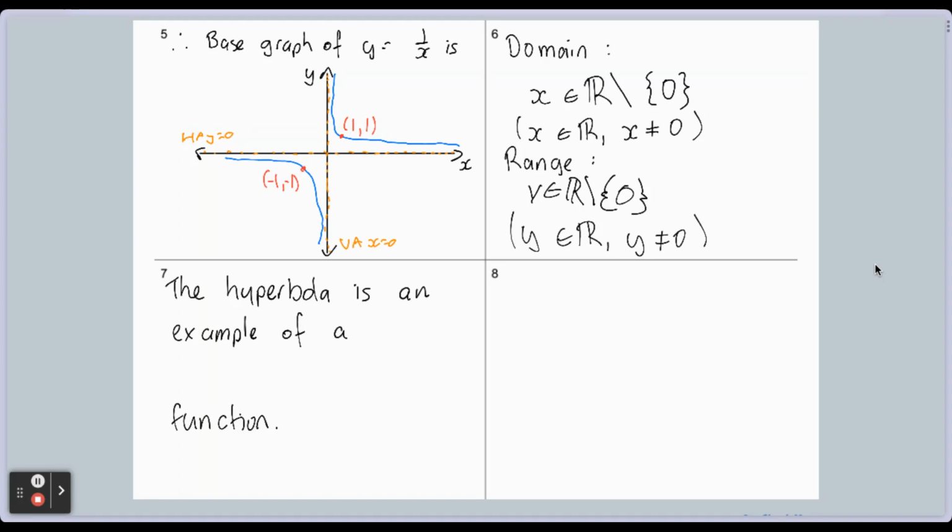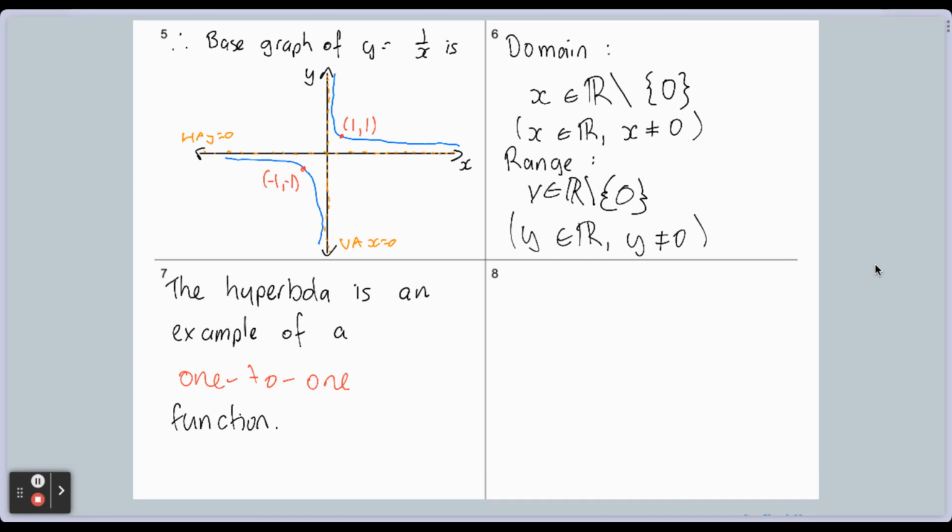Any questions before I move on? Okay, the next bit is just a little bit of an aside. I don't have to write it down because it's just something I'm going to probably say a few times along the way, and we might write a formalised definition of it in a second. So I'm just exposing you to the language right now. And the language I'm going to use here is that the hyperbola or the hyperbolic function is an example of a one-to-one function.